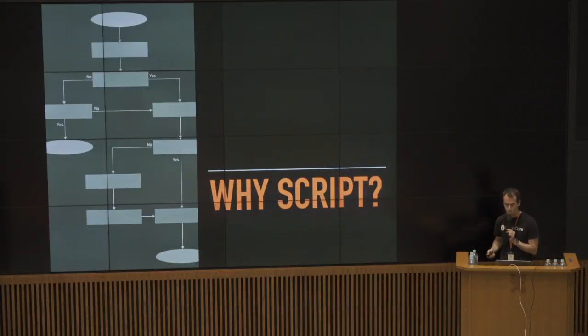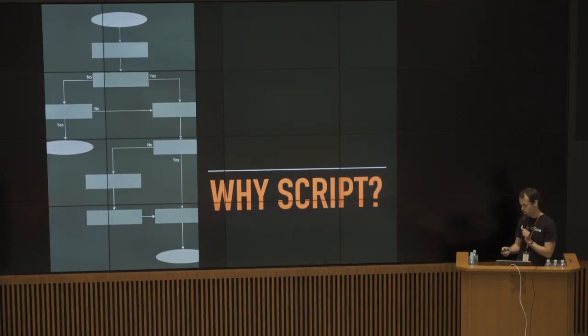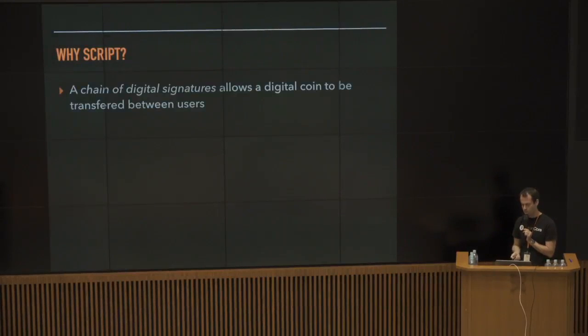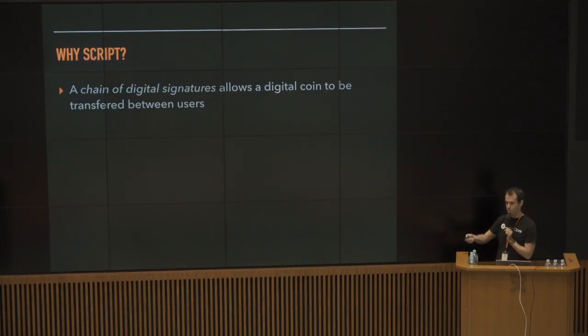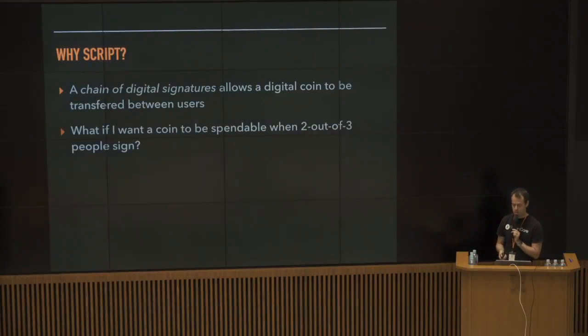Okay, so why do we have script at all? In my first talk, I talked about digital signatures and using digital signatures to transfer coins from one owner to another. Why did Satoshi add script? Well, with those digital signatures, with a chain of signatures, that allows a coin to be moved from one person to another person to another person. But what if I want my coin to be spendable when 2 out of 3 people sign, right? So this might be an escrow service or some cold wallet service. How do I do that?